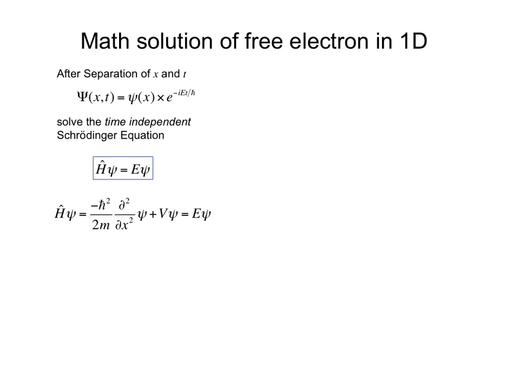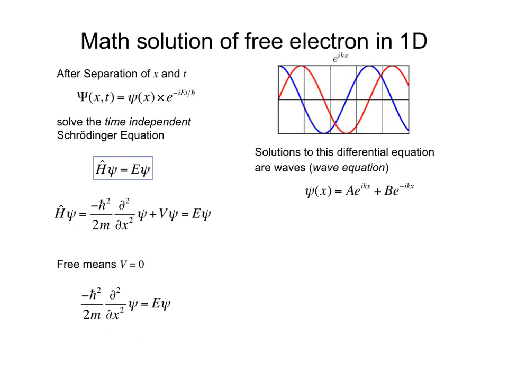After separation of variables, we are left with having to find only the time-independent wave function using the time-independent Schrödinger equation. By free electron, we mean that the potential V equals 0, which simplifies our Schrödinger equation by removing the potential term V entirely. The solutions to this differential equation are waves of the form e to the i kx or e to the minus i kx.